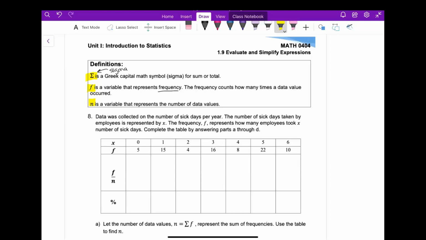I love this section because we're learning to read tables. It's so important to read tables because oftentimes it feels a little overwhelming and you might not know what to do. But if you just pause and take in the table, it tells you exactly what to do. Let's analyze. Data was collected on the number of sick days per year. The number of sick days taken by employees is represented by X. The frequency represents how many employees took X number of sick days. Complete the table by answering parts A through D.